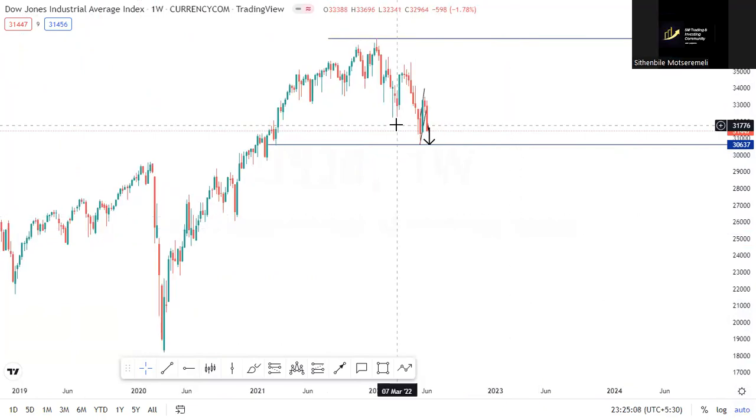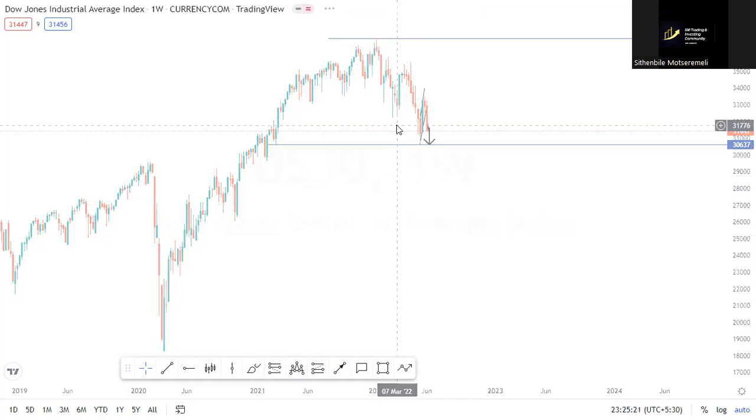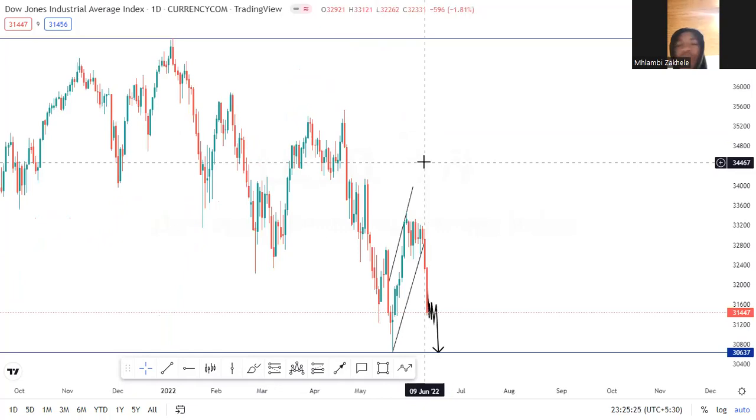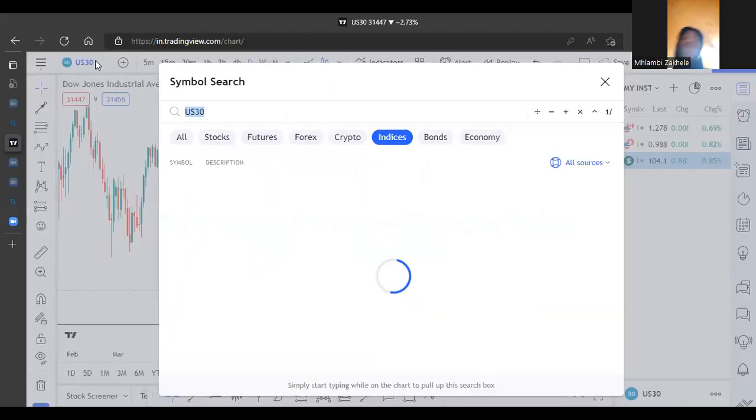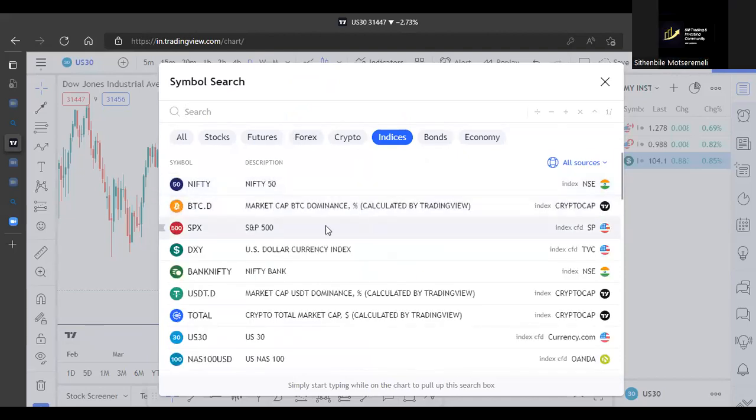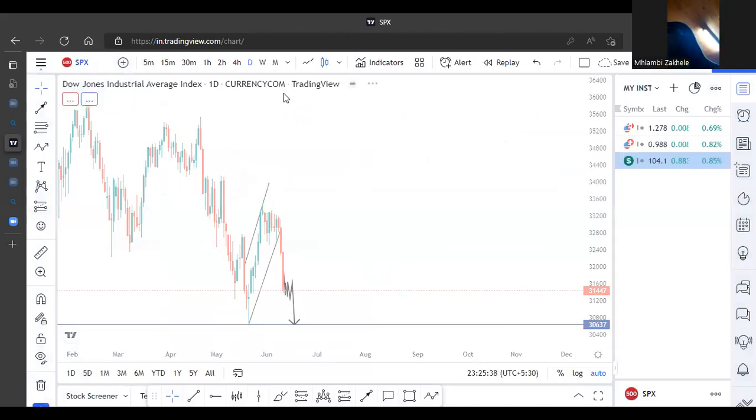What's currently happening is that in the US we have a high inflation rate. If the inflation is high, it means that the market is selling. You understand? Check it out. S&P 500 is more like US 100. When I was analyzing both of them, S&P 500 moves the same as Nasdaq.